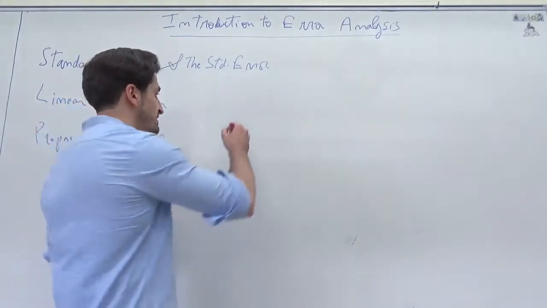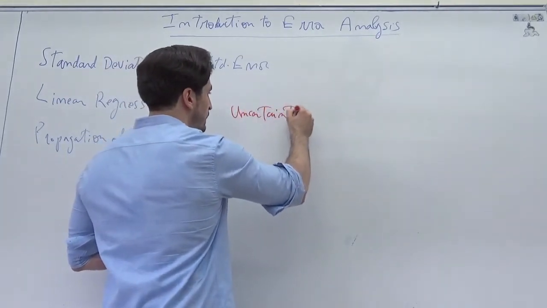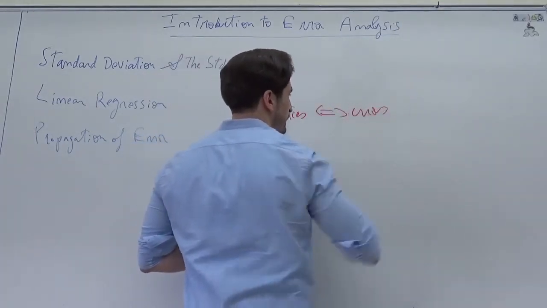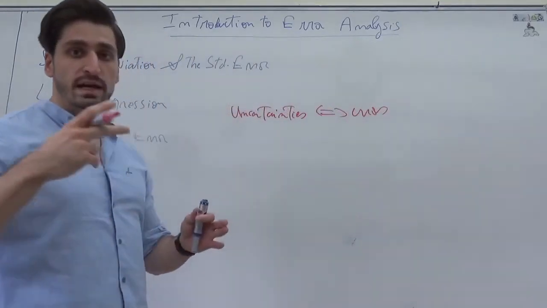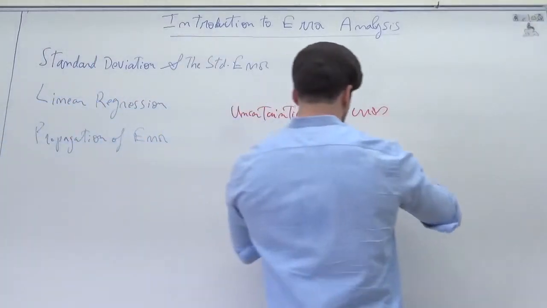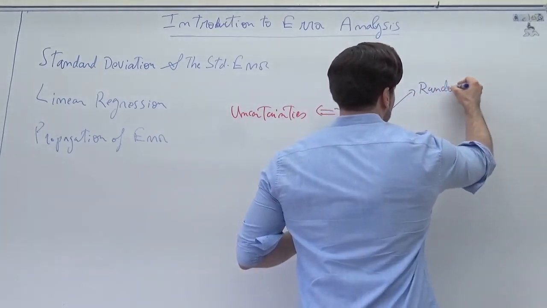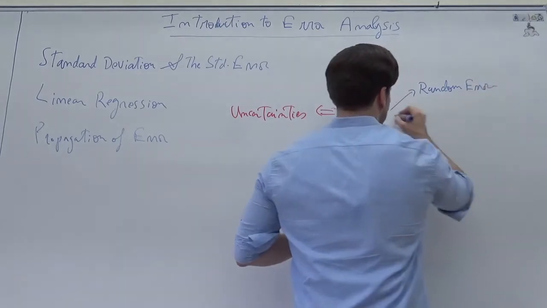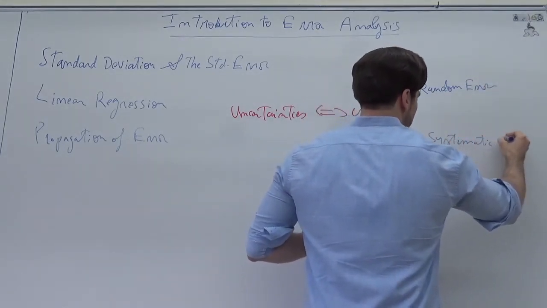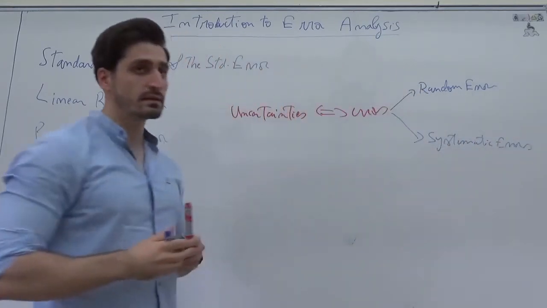So first off, we can start by defining the uncertainties to be a certain type of errors. And errors in that case can actually be split into two different categories. We can distinguish the random errors and we can distinguish the systematic errors.